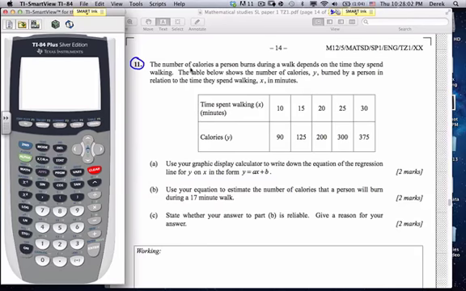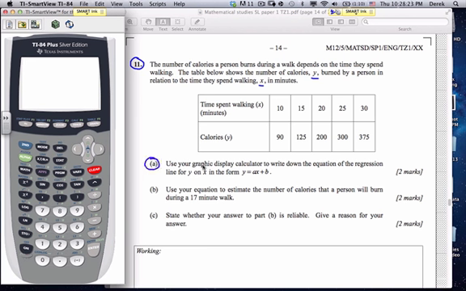Question 11. The number of calories a person burns during a walk depends on the time they spend walking. The table below shows the number of calories Y burned by a person in relation to the time they spend walking X in minutes. So we've got the time spent walking and the calories Y.